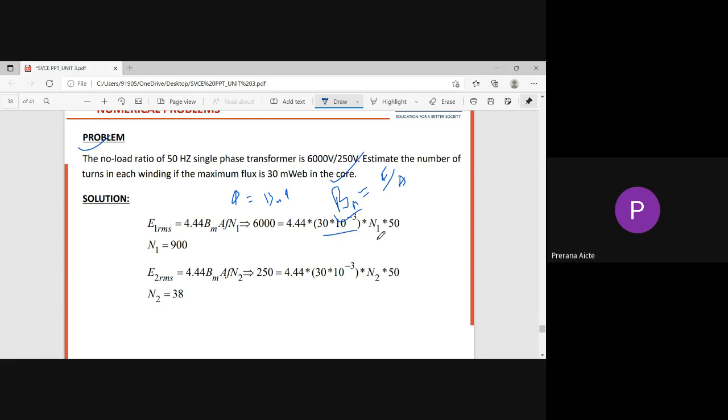So when we substitute, V1 is given as 6000 volts, equal to 4.44 into 30 milliweber into N1 into 50, where the flux is 30 milliweber and the frequency is 50 hertz. Substituting, we can obtain N1 as 900 turns. Similarly, N2 we can obtain as 38 turns. A basic problem.